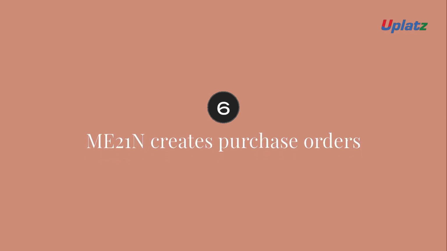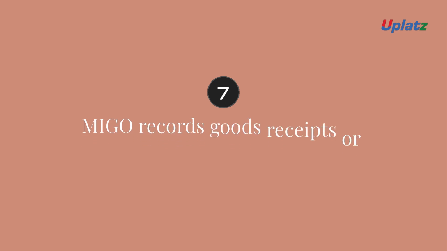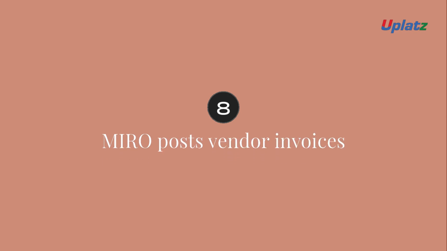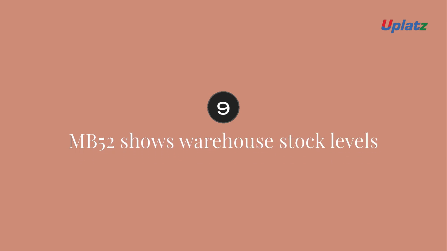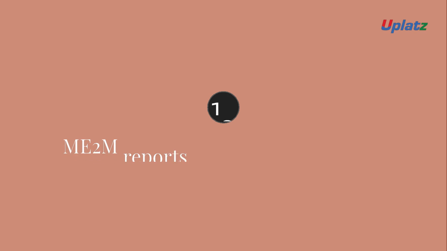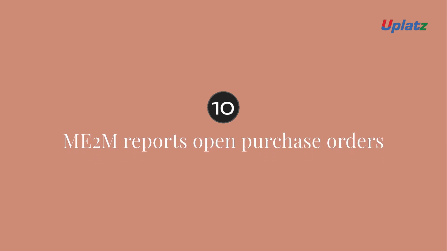ME21N creates a purchase order. MIGO records a goods receipt or goods issue. MIRO posts a vendor invoice. MB52 shows warehouse stock levels. ME2M reports open purchase orders by material.